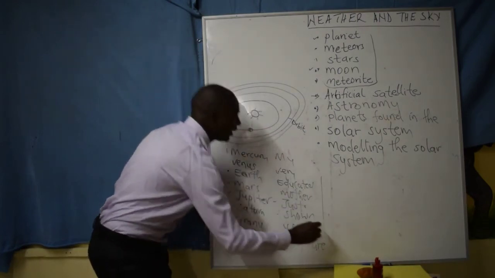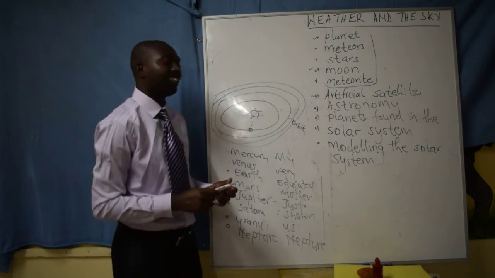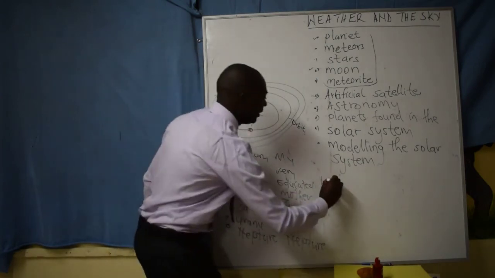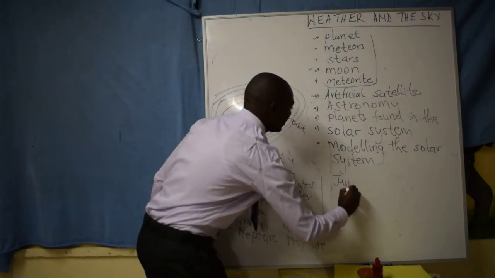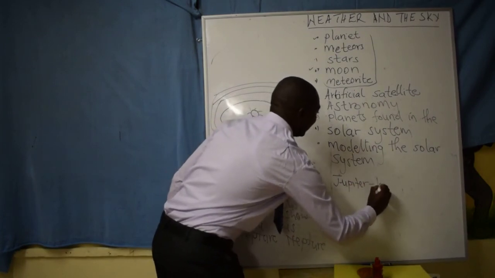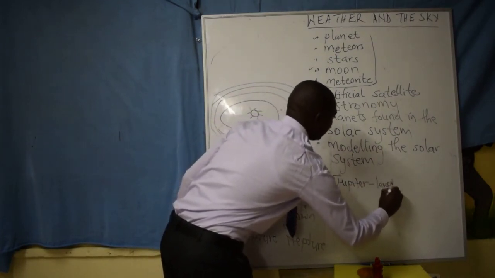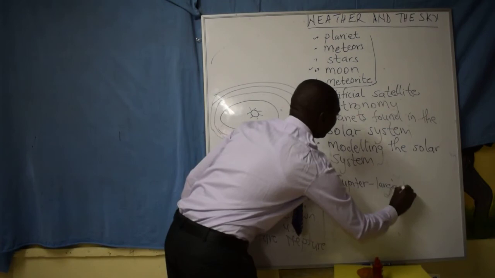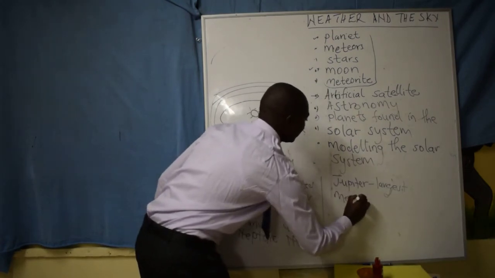Then I also want to say that planets differ in size. Some are larger than the others. The largest planet is Jupiter. Jupiter is the largest. And Mercury is the smallest.